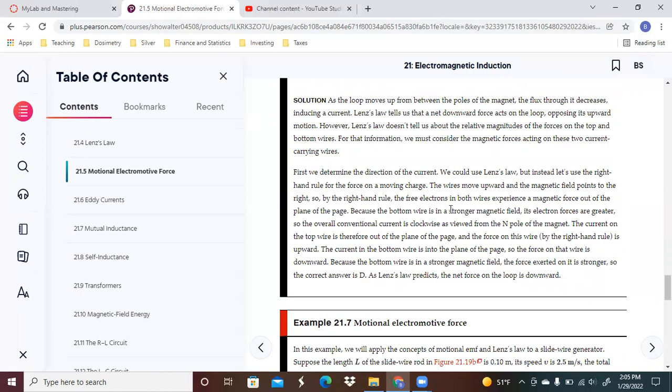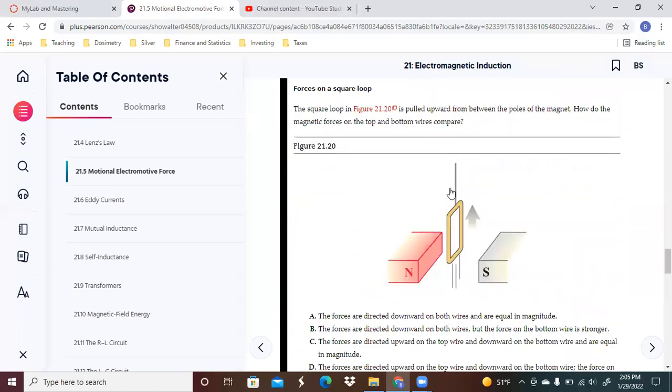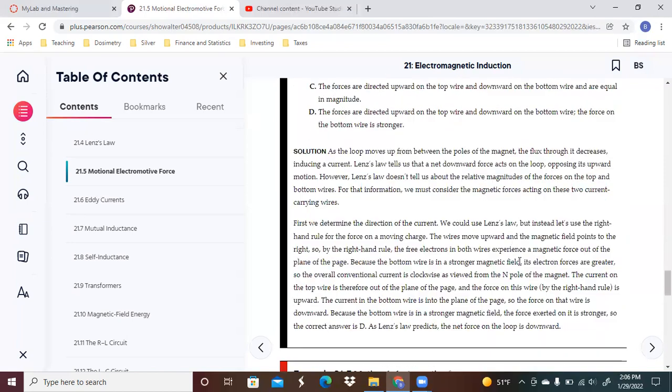So by the right-hand rule, the free electrons in both wires experience a magnetic force out of the plane of the page. In other words, V cross B, if I put my fingers in those directions, I've got V and I've got B headed this way, V up this way, B headed this way. If we do the right-hand rule, they experience a magnetic force out of the plane of the page.